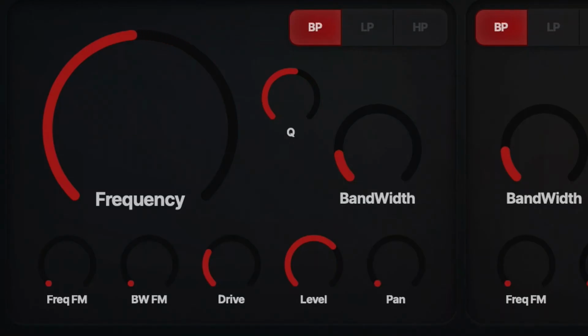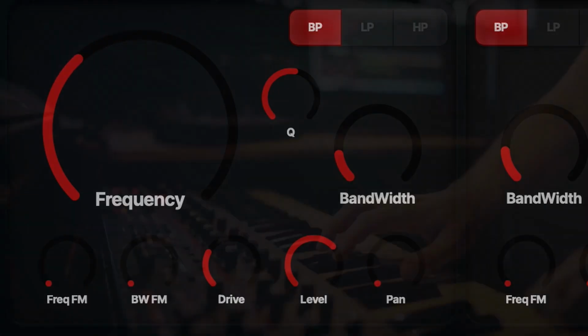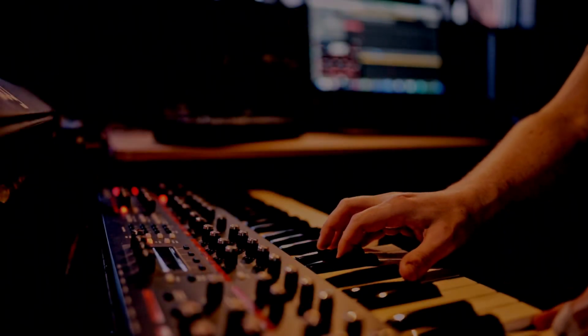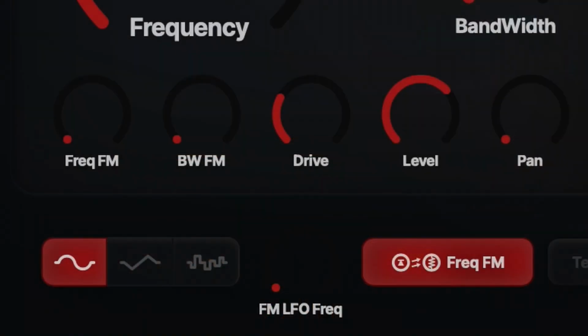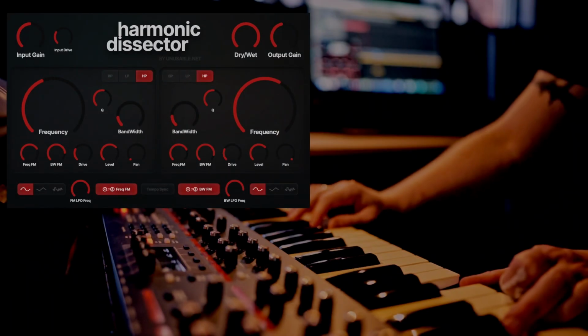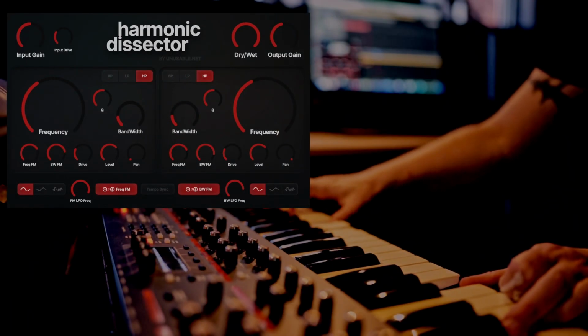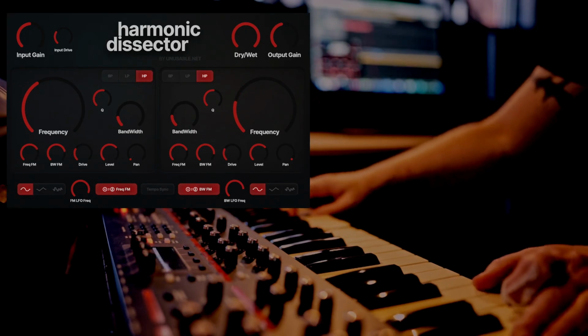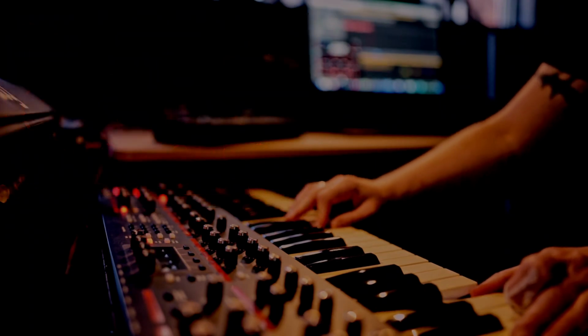Each filter section has independent frequency, Q resonance, bandwidth, drive, level, modulation, and pan. The frequency and bandwidth modulations are driven by two shared LFOs that affect the two filters in opposite directions. That gives you a plugin with a nice built-in sense of movement and interaction.